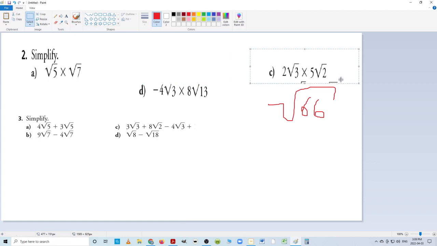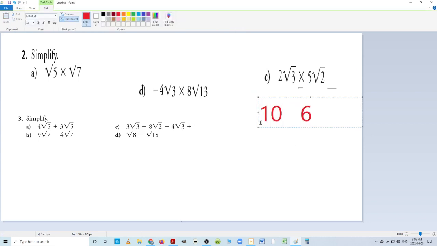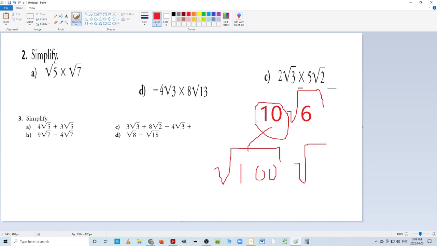Now for this one, you multiply the whole numbers first. So what's 2 times 5? It's 10. And what's 3 times 2? It's 6. And if somebody wanted you to express that just as a square root, well, what number square rooted becomes 10? 100. Square root of 100 makes 10. Which means I can express 10 like this. It's the same thing. And then when I multiply it, I get square root of 600.